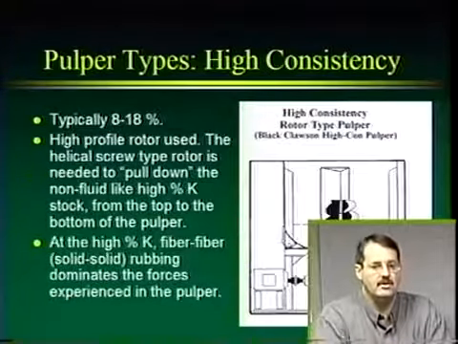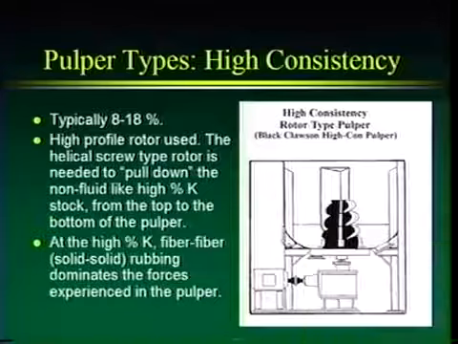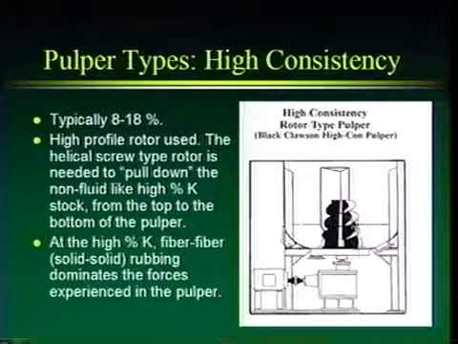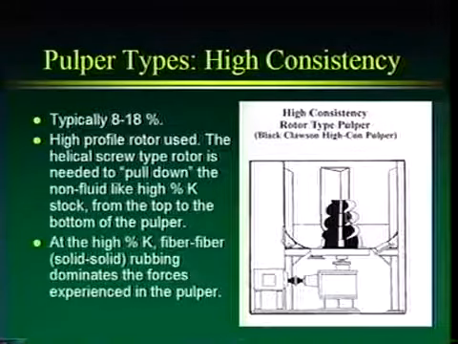Okay, now we can compare that low consistency pulper to this type of pulper, which is a high consistency pulper. The consistency here is generally 8 to 18%, and the first thing you notice is that the rotor in the pulper is not low profile, it's a higher profile. It's a helical screw, and we need this high profile rotor because the rotor spins around and actually grabs pulp from the top and brings it down to the bottom. So we need this big rotor with a lot of motion, a lot of moving area to take the pulp from the top and bring it down to the bottom.